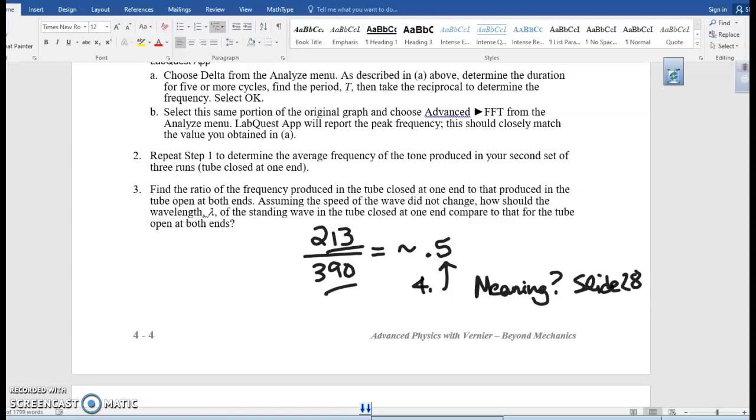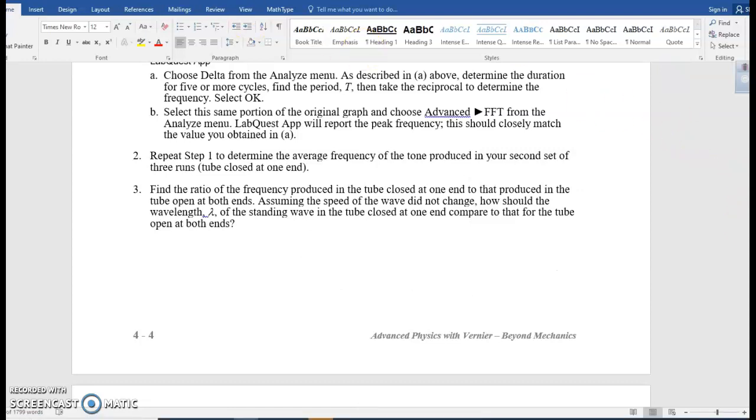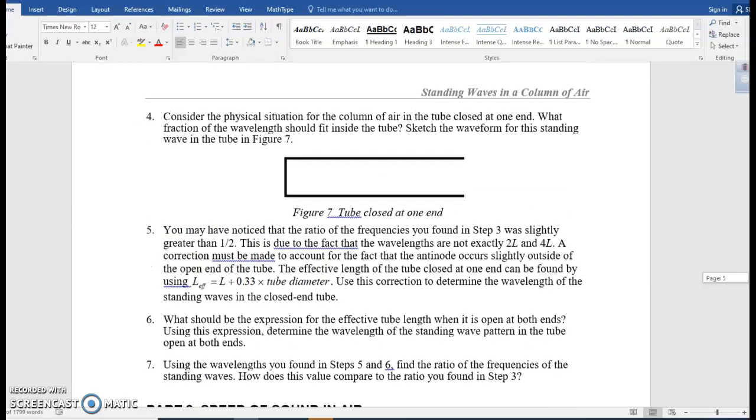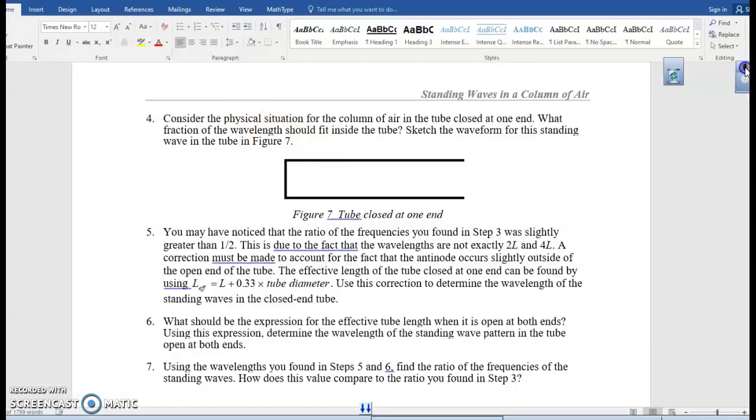The next thing that you have to do here, and write down on this piece of paper, is to look at the tube that's closed on one end. I guess that would be number 5 in your notes. As long as you have these down, I don't care how you number them, but this would be the 5th thing to write down. It says sketch the waveform. That's going to be part A. And what fraction of the wavelength should fit inside, that'll be part B. Again, slide 28 has a picture of all that, or you could Google it.